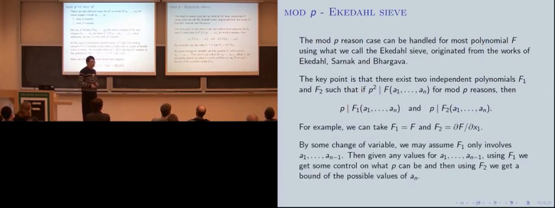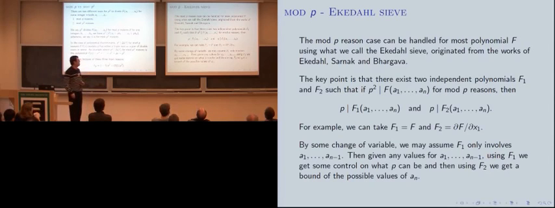First, you apply some change in variable to make sure that one of them only involves the first n-1 coordinates. You can do this by taking some resultant. And then you take whatever value for the first n-1 coordinates you want. You compute its value under f1. P has to be a prime factor of that. So you use that to get a bound on what the primes P can be. And then you use that bound along with f2 to get a control on what a_n can be. So that's the basic idea of the Ekedahl sieve.